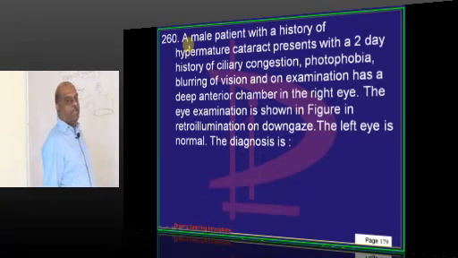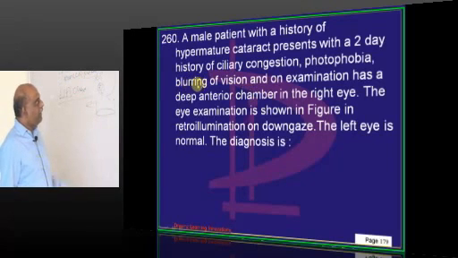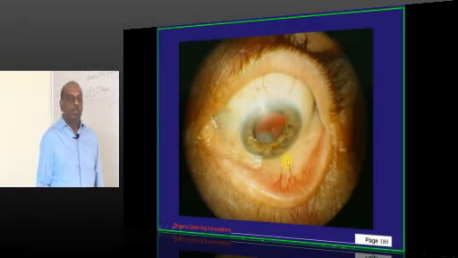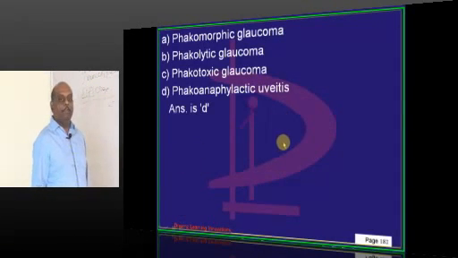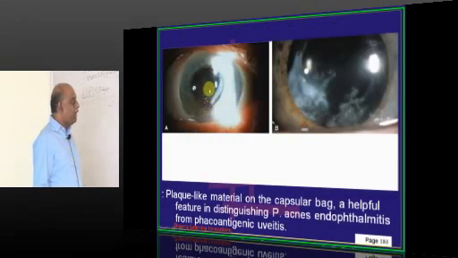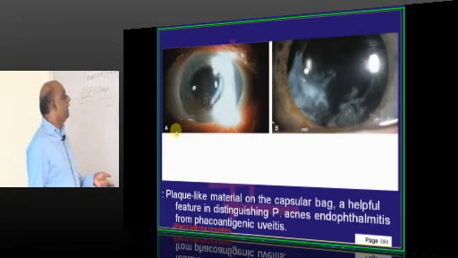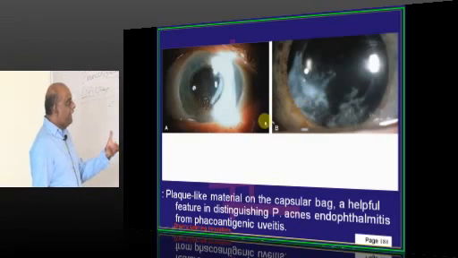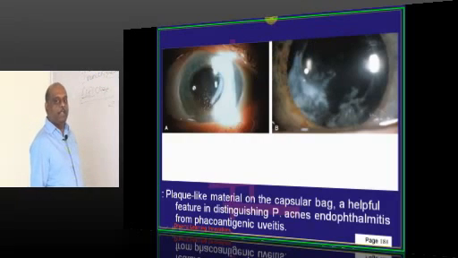Now, a male patient with a history of hypermature cataract, with a 2-day history of ciliary congestion, photophobia, and blurring of vision, and the eye is being shown. So classically you are finding uveitis. So it is a phacoanaphylactic uveitis, and very commonly there is a confusion between endophthalmitis and phacoanaphylactic uveitis, but the fluff-like material in the capsular bag post cataract is an indication that it is phacoanaphylactic.